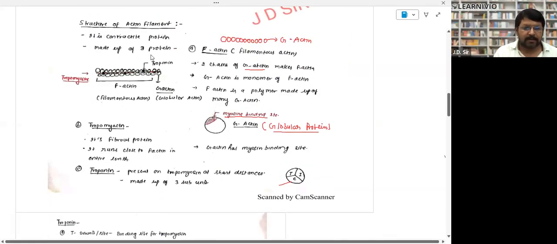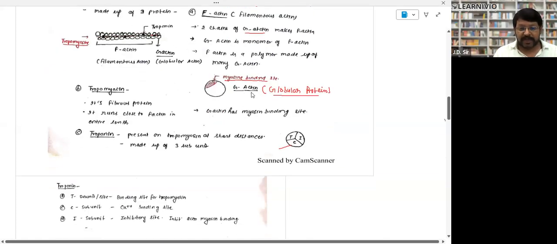Structure of actin filament: F-actin, tropomyosin and troponin. Now try to understand. The structure you have already understood. F-actin is called filamentous actin. It is made up of two chains of G-actin. These globular parts are called G-actin. G-actin is a monomer of F-actin, or you can say F-actin is a polymer of G-actin.